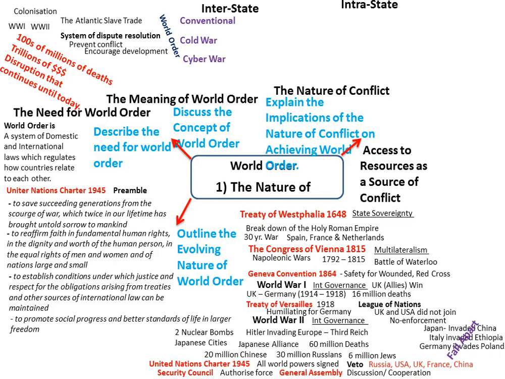We also have cold warfare. We also have cyber warfare. Intrastate consists of civil war, guerrilla warfare, and terrorism. That's where there's a conflict happening within the country.